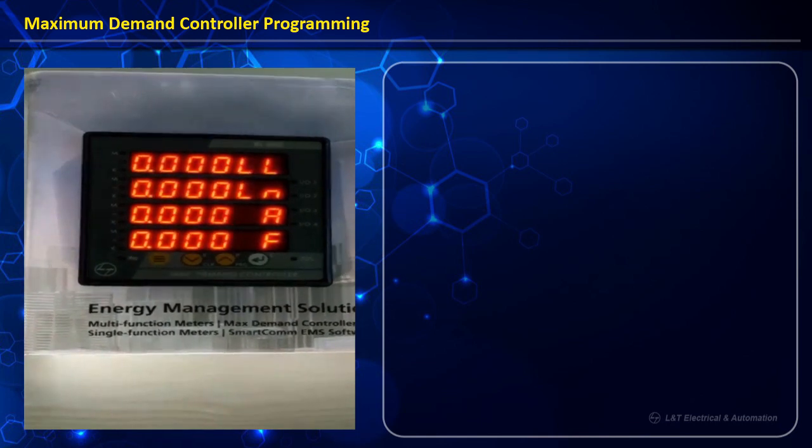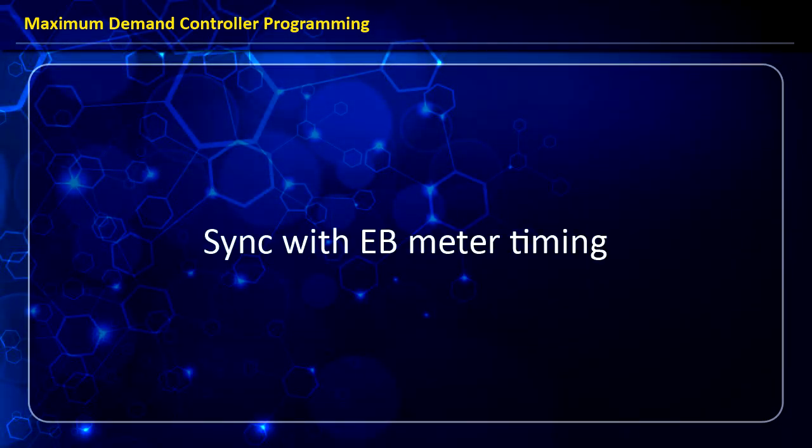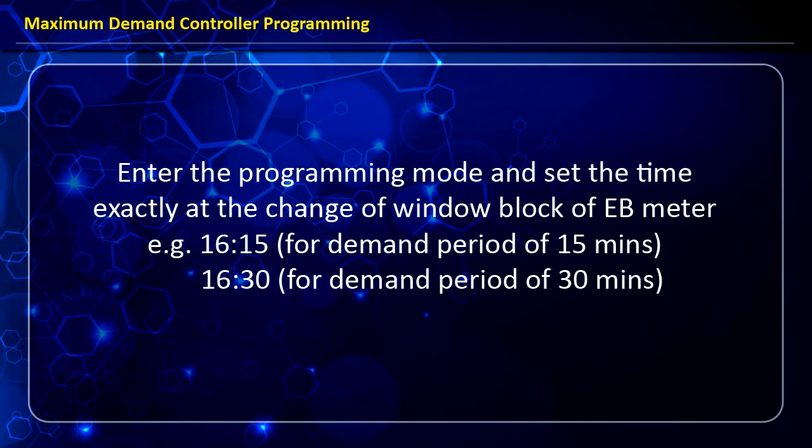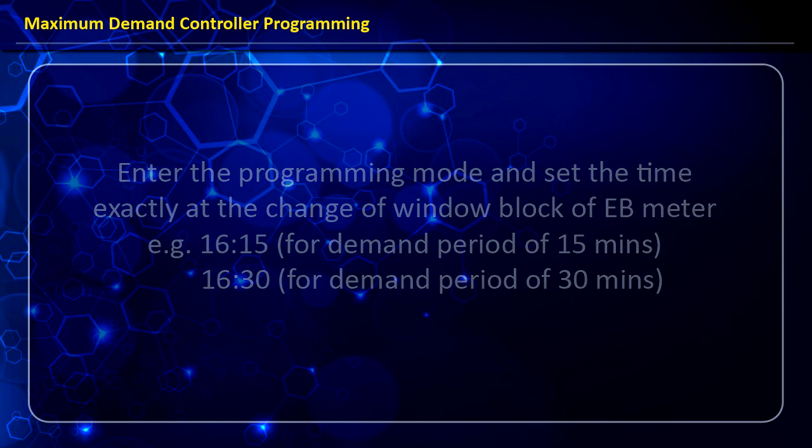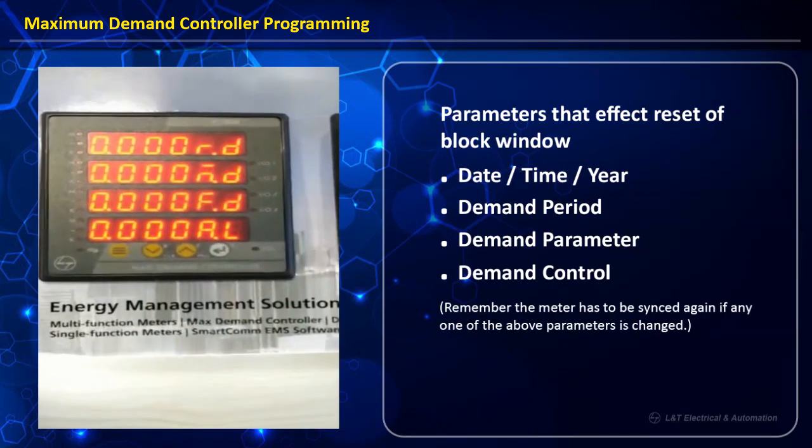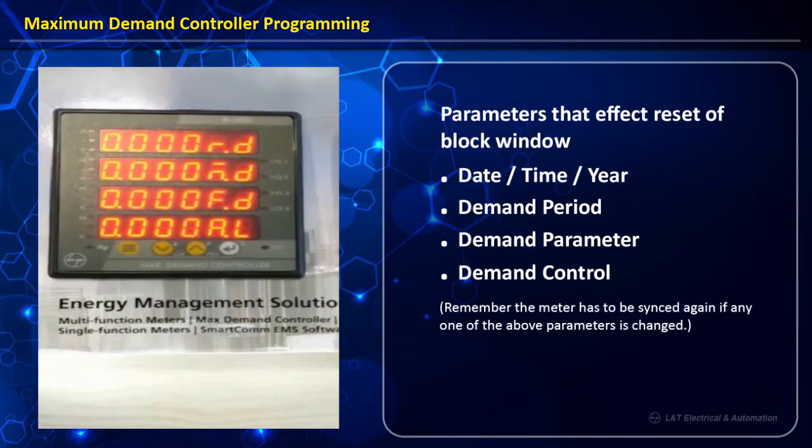However, there's one more thing that we need to remember, that is syncing with EB meter. So we enter into the programming mode and set the time exactly at the change of window block of EB meter. Now in this case, we need to remember that at any point of time, if we update any values of date, time or year, or demand period, that is 15 or 30 minutes, or the demand parameters like wattage, VA, VAR, or even the demand type as sliding or block window, this will ensure that the start of the block window will get reset.